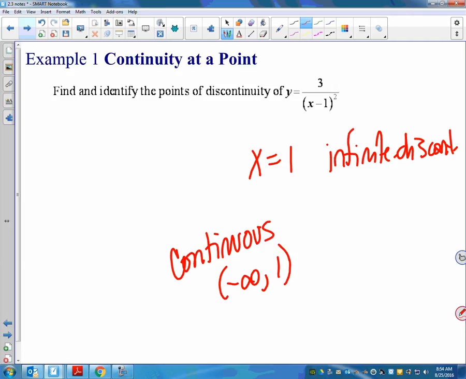Not including 1, right? And then we skip over 1. So just be aware in the homework, if it asks you to give the interval where it is continuous, you still think about where it's not continuous, and then you write it as an interval.